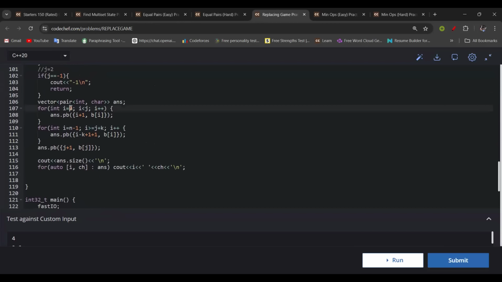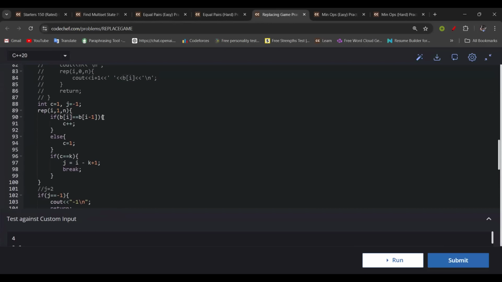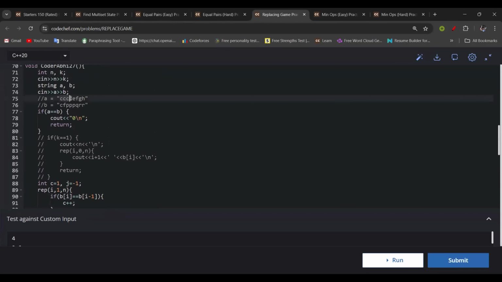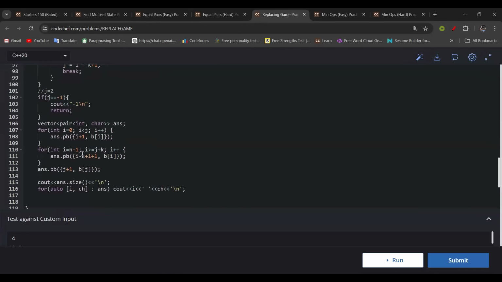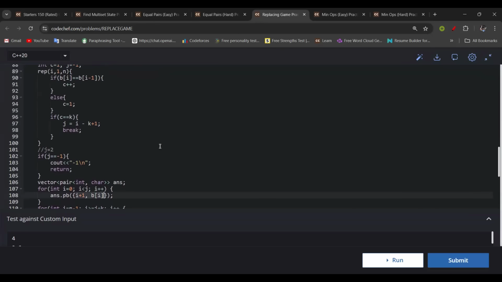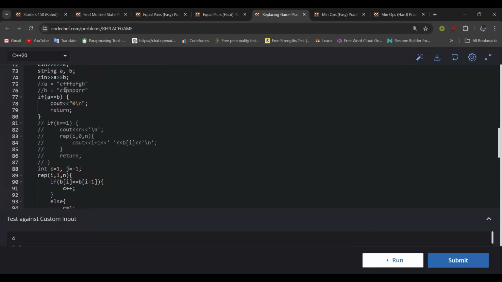So I would start with 0, and at I equal to 0, in one-based indexing it would be 1, replace it with B[I]. B[0] was C, so the first 3 characters are replaced with C. After that, the next character is F. So I will replace these 3 with F, F, F. This would be my next operation. At index I, the next 3 characters are replaced by F. Once I am done here, before P, this CF is handled.